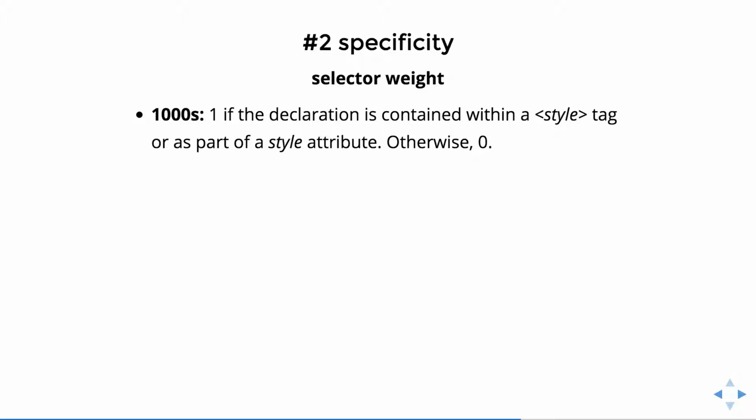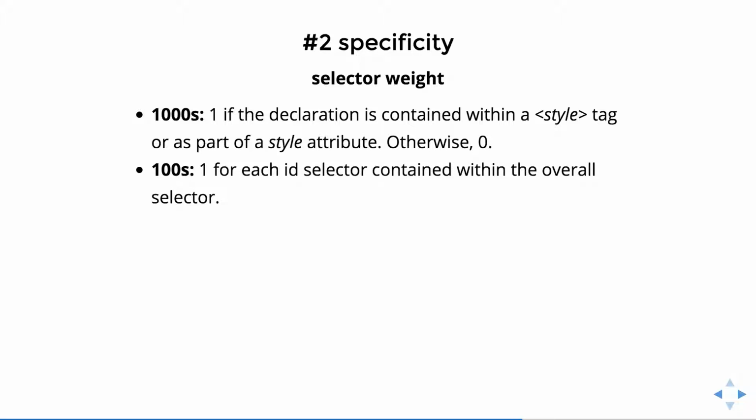Number 2 is there's something even more powerful than this, that can actually blow all this away. A style attribute beats the style tag. Oh, good to know. Style attribute beats style tag when there's conflict. Which kind of makes sense because of source order. Maybe. I don't know. Interesting. Okay, anyway. The hundreds place: you get 1 point for every ID selector contained within the overall selector.